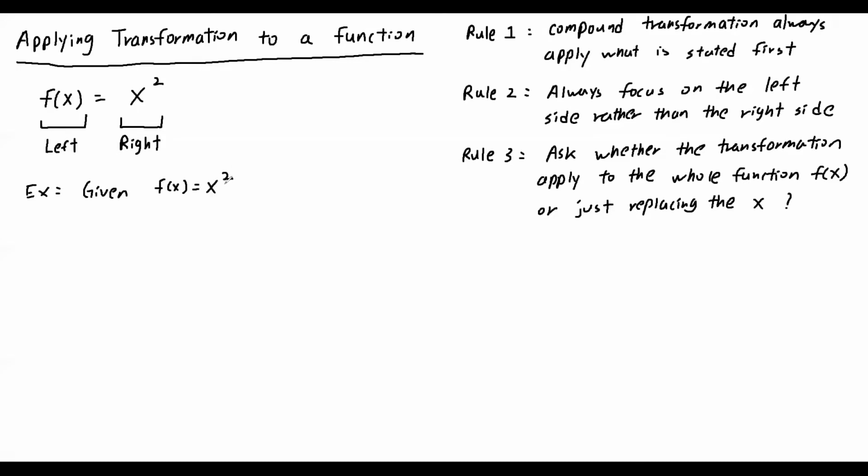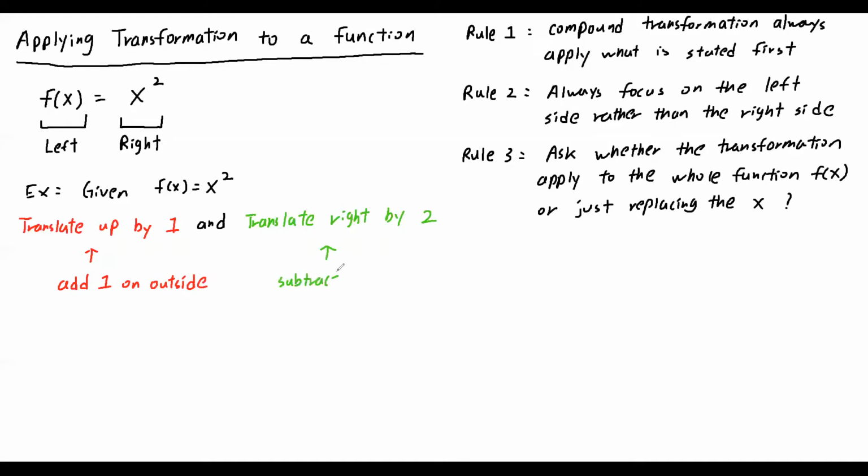Given f of x is equal to x squared, can we apply translation up by 1 and translate right by 2? If we remember on our transformation flowchart, translate up by 1 is the same as adding 1 on the outside, and translate right by 2 is the same as subtracting 2 on the inside. Let's focus on the left side of the equation. Adding 1 on the outside will be the same as f of x plus 1.